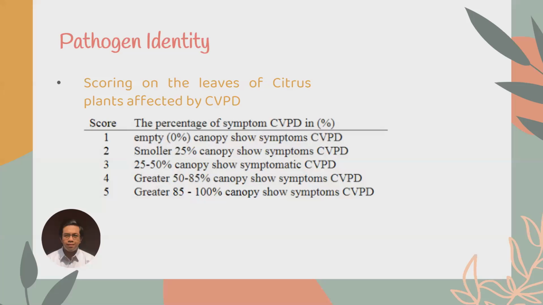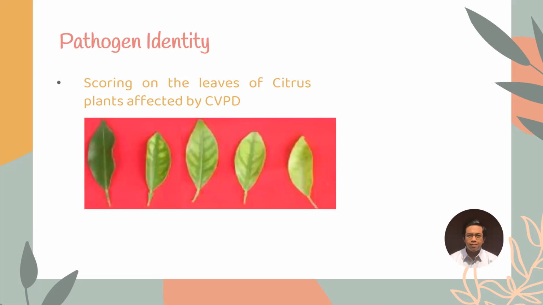Okay, so after we read the scoring table, the percentage and the score between 0 and 4, we can look at the example pictures of the leaves of citrus plants affected by CVPD, and we can use the scoring table to score the leaves.